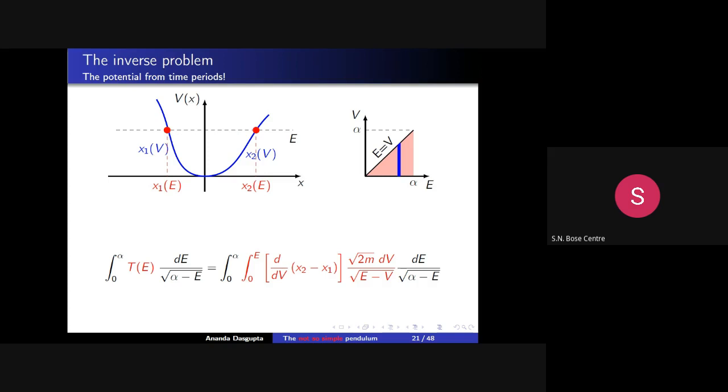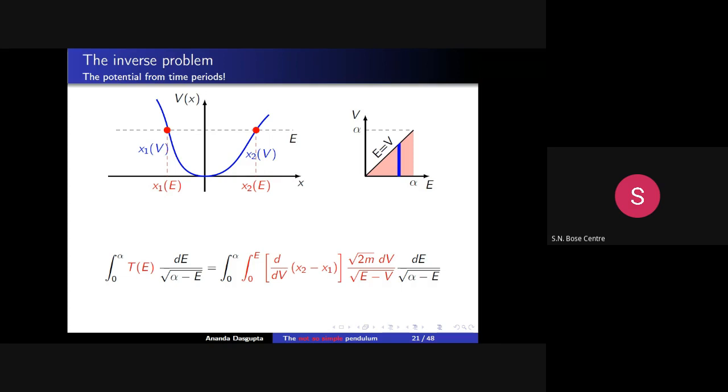Now, on the right-hand side, we are doing a double integral. A v integral is being done first. This red thing is actually our T of E, and then we are going to integrate this multiplied by 1 over root alpha minus E. Right now, what we are indicating here is exactly what this double integral means geometrically.